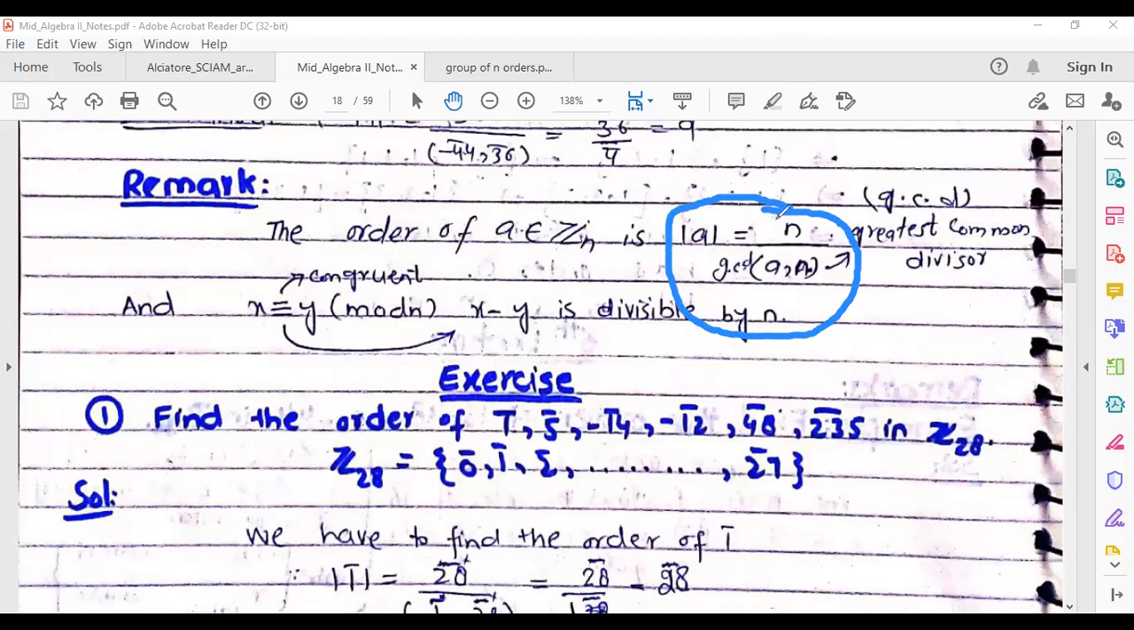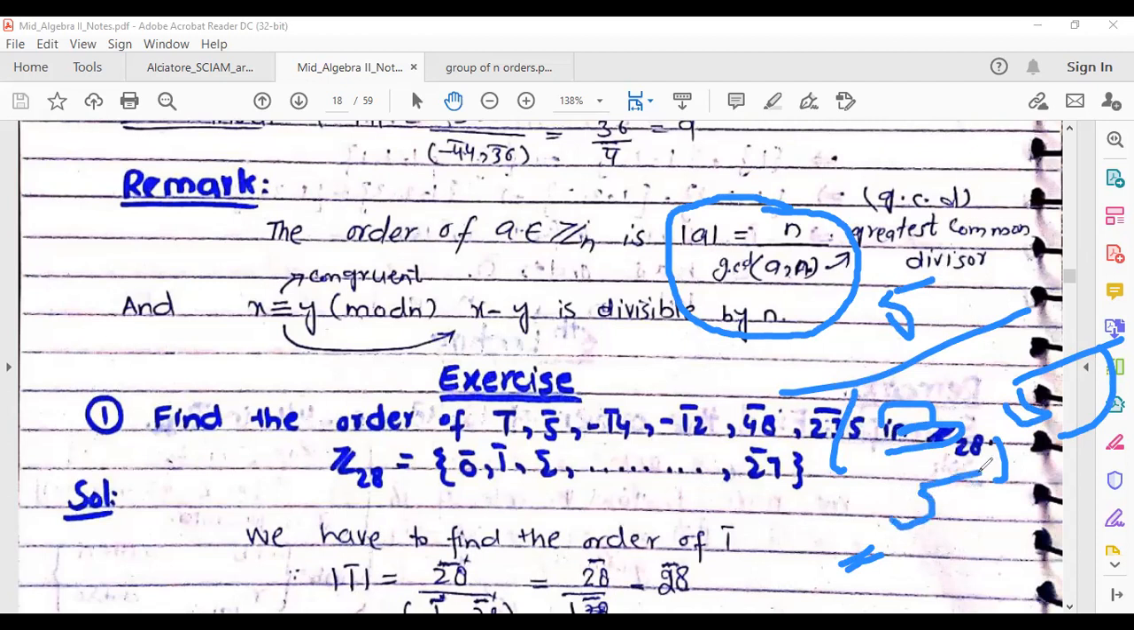So the order of A is equal to n over GCD of A and n. What is GCD? GCD is the greatest common divisor of n and A. For example, you have a set Z5 and you have to find the order of 3. So in Z5 write 5 here, and GCD of 3 and 5. You know GCD of 3 and 5 is 1, because nothing is common in 3 and 5. That's why 5 over 1 is equal to 5. That's why in Z5 the order of 3 is equal to 5.